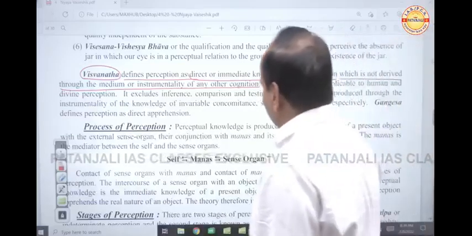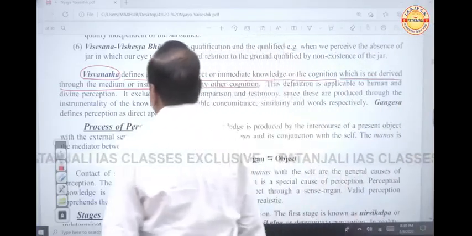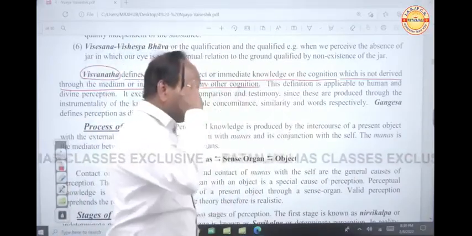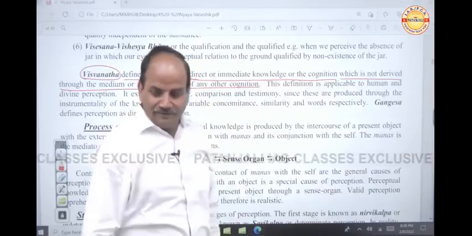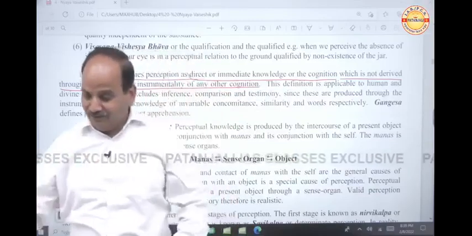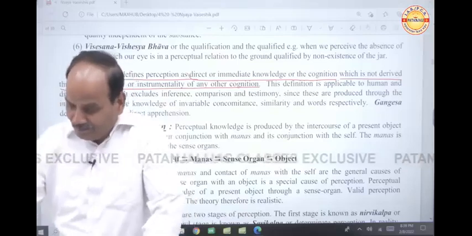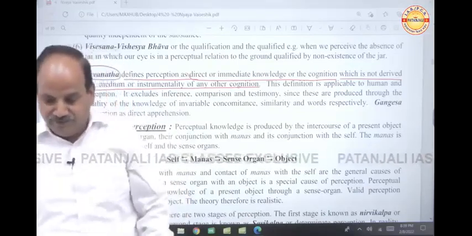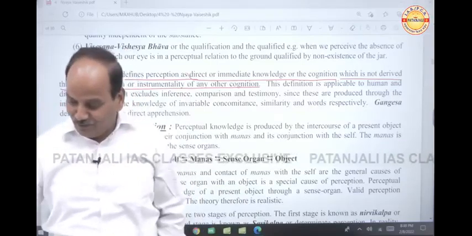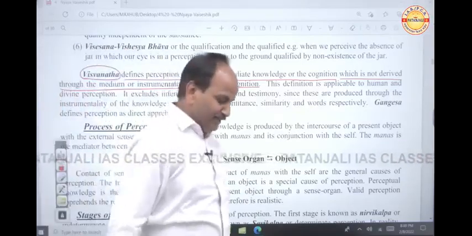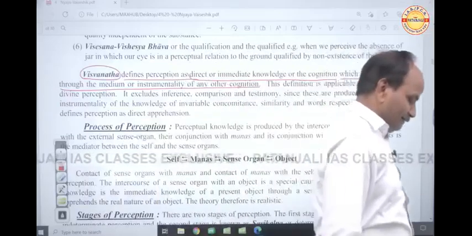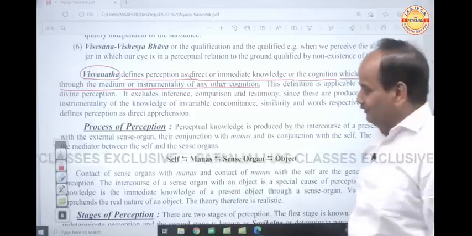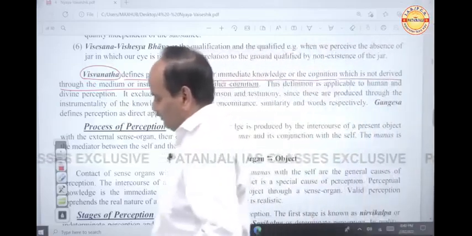Jnana Karanakam Jnanam Pratyaksham, it is said by Vishwanath. Perception is a direct knowledge or immediate knowledge not derived through any other cognition. इसी में लिखोगे, ध्यान करना. Here it is notable that for inference, व्याप्ति ज्ञान is required.